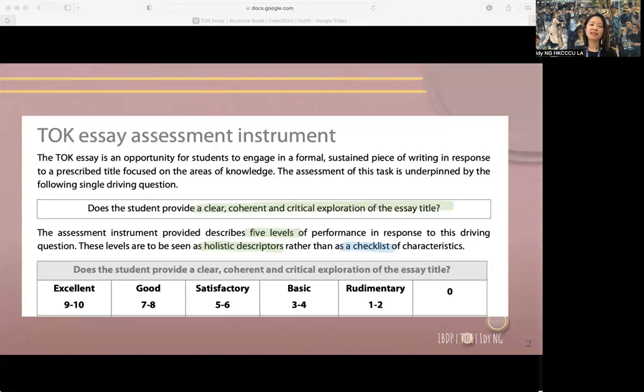First, have a glance back at the essay assessment instrument. You're supposed to provide a clear, coherent, and critical exploration of the essay title. Basically, you will see there are 5 mark bands, like a spectrum from Mark 1 to Mark 10. We call it the 5 levels of performance in response to the question just mentioned.